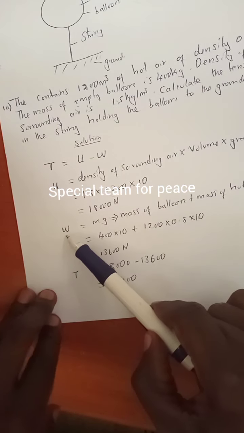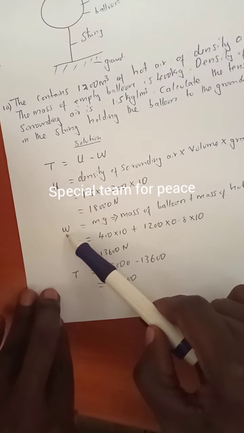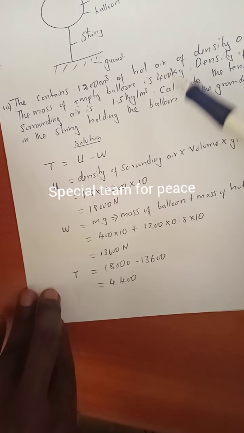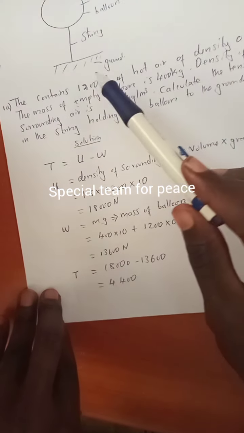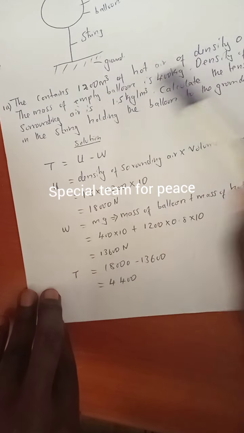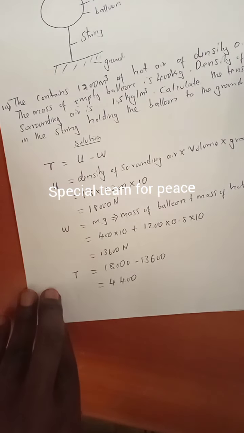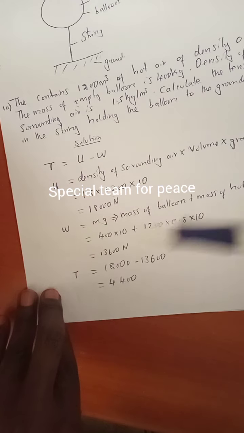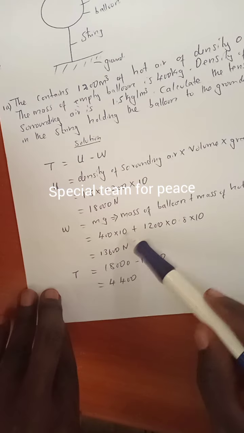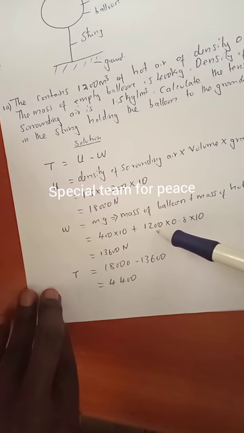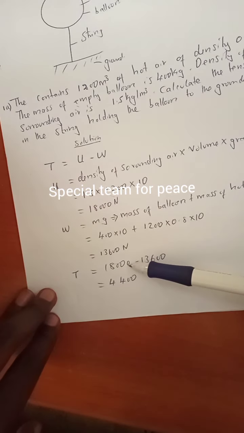Then the weight of the balloon plus its constituents, or the ingredients in it. So we have the mass of the balloon, that is 400 kilogram, plus the mass of the hot air inside. The mass of the hot air inside is given by the volume of the hot air inside times the density of that hot air inside. That is, mass is equals to density times volume. So you come up with 400 times 10 to convert this into Newton, plus 200 cubic meters times the density of the air inside, then times gravity to get 13,600 Newton.